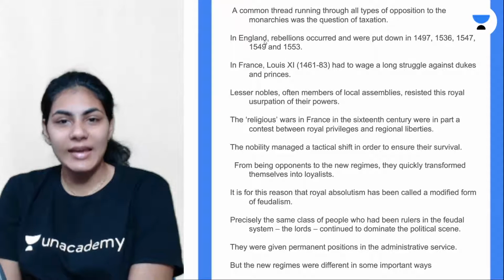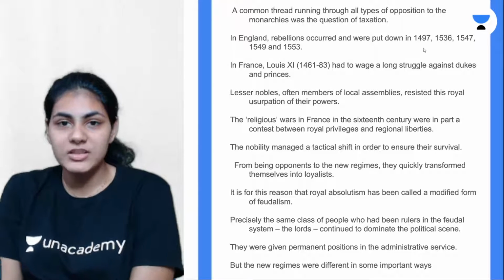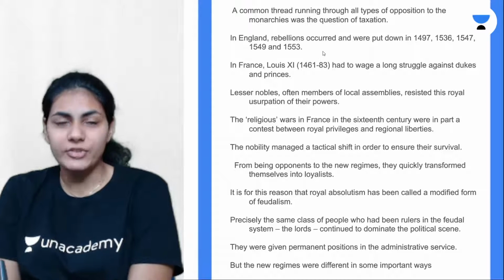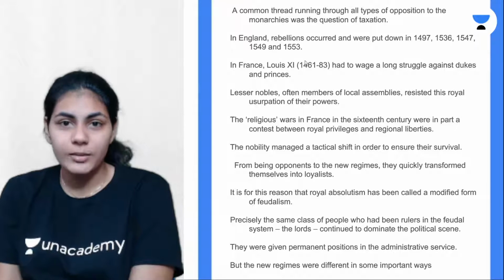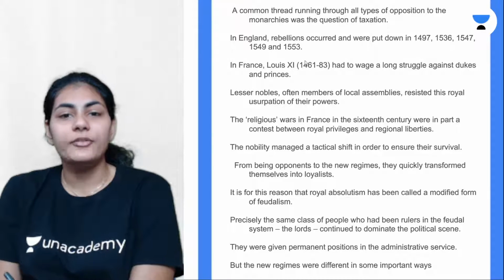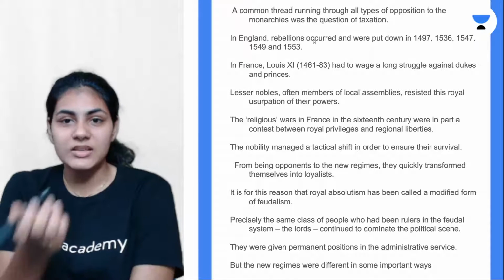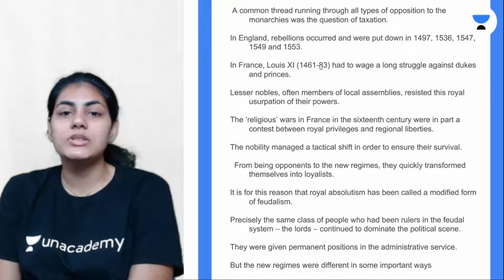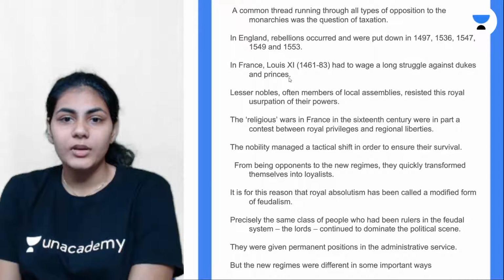For example, in England, rebellions occurred and were put down in all of these years: 1497, 1536, 47, 49 and 53. There are so many rebellions happening to stop the authority of the king. In the same manner in France as well, for example, Louis XI, the king we've discussed in the last slide, also had to put so much effort into crushing the revolts of the dukes and the princes.